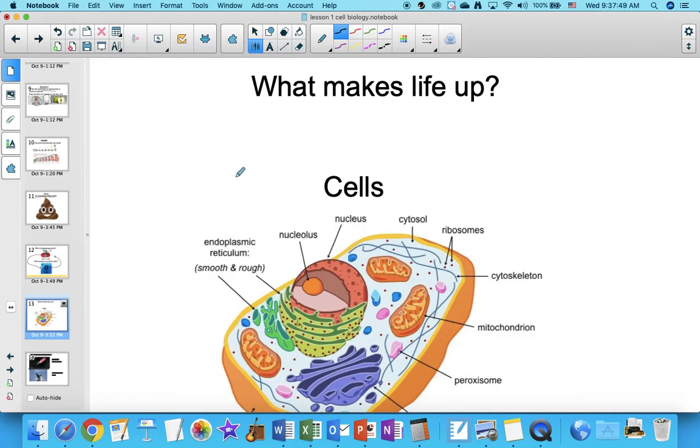So what makes up all life? So we talked about the 5 things all life needs. Life needs energy. Life needs an environment. Life needs to grow. Life needs to reproduce. And life needs to make waste. Well, what makes life up? Right? What is the smallest unit of life? That would be cells. And that's what we're going to be talking about. We're going to be talking about cells mainly.